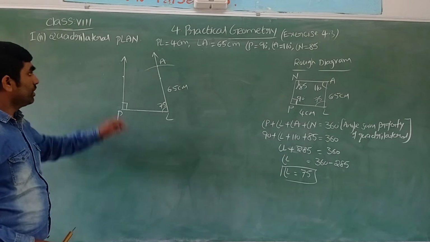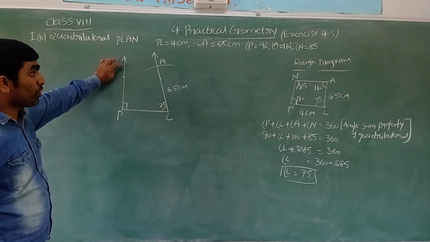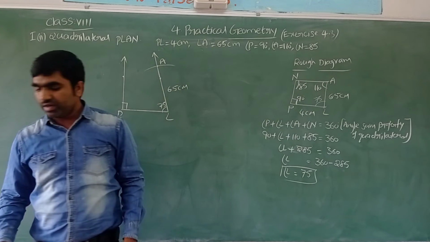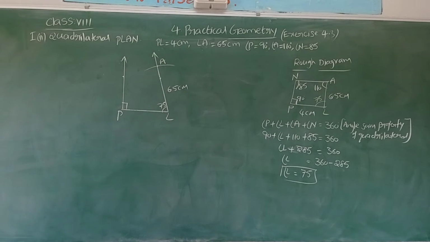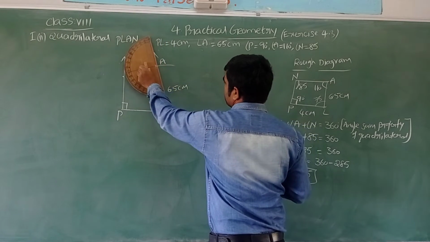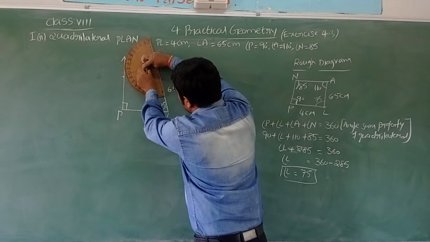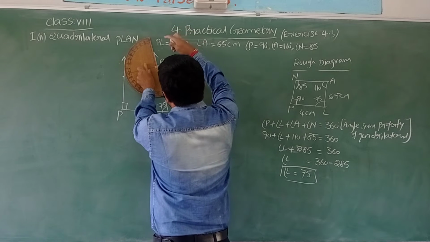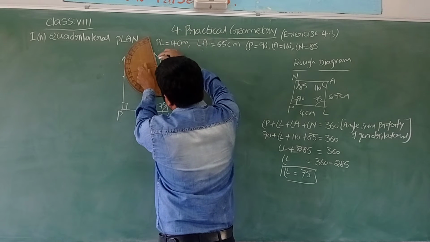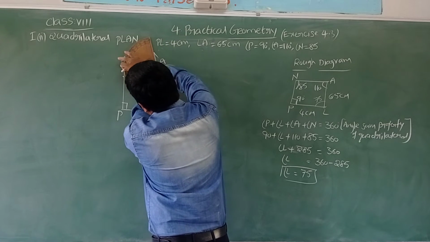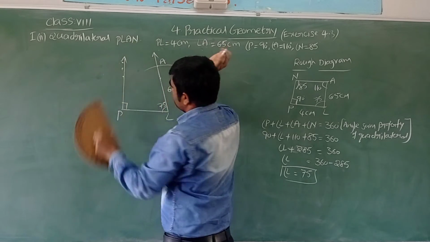Still we need to get the vertex N. So how can I get vertex N? From vertex A, we should draw a ray of measure 110 degrees. Now we need to take from this side. From this side, 0 is at the top, so at the top here I can see 110 degrees. Sorry, I said 100. Here I can see 110 degrees.